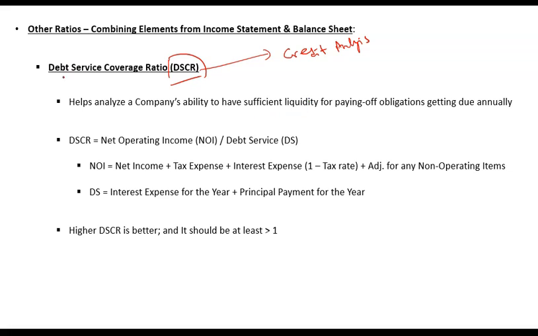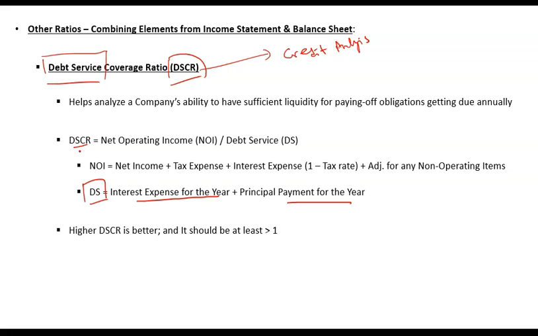What is a loan obligation? Loan obligation is debt service. Debt service means the amount that you have to pay during the year. And the amount that you have to pay on a loan during the year will have two components. One is your interest expense for the year, and the other is principal repayment for the year. So you are paying some interest, and you are repaying some principal of the loan you have taken. These two combined together are known as debt service, DS.